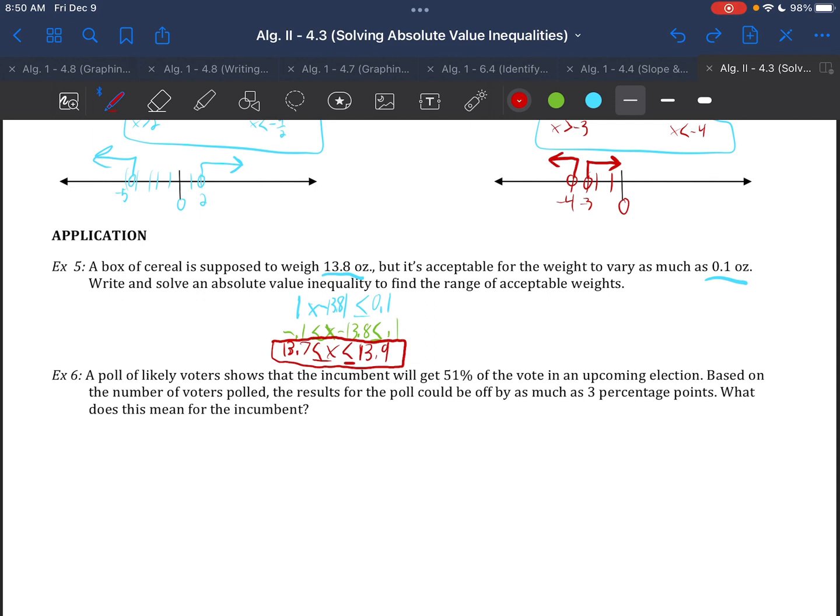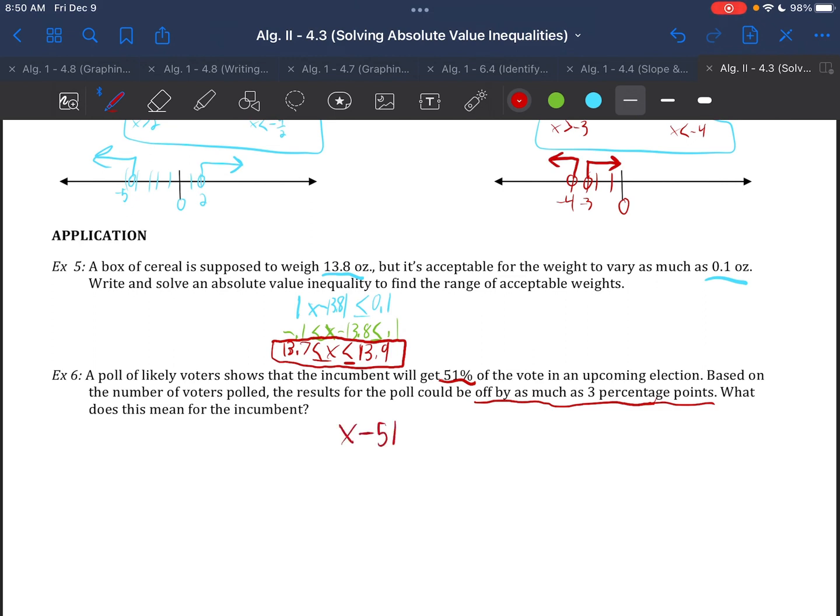On 6, I want you to try it on your own. All right, so hopefully you've already read it by now, and we're saying that the incumbent will get 51% of the vote. But the poll could be off by as much as 3 percentage points. So it shouldn't be off by more than that. It shouldn't be off by even 3.5 percentage points. But it's able to be off anywhere up to 3, including that.